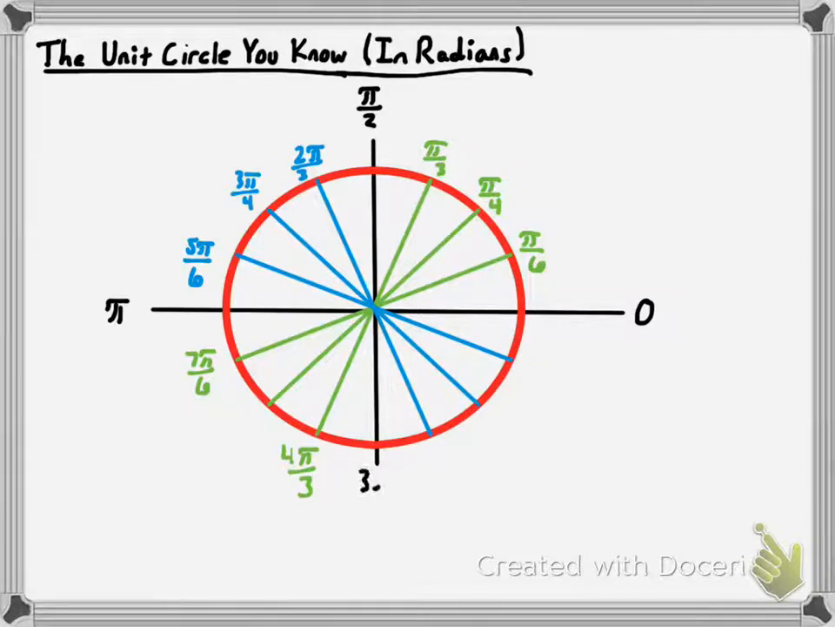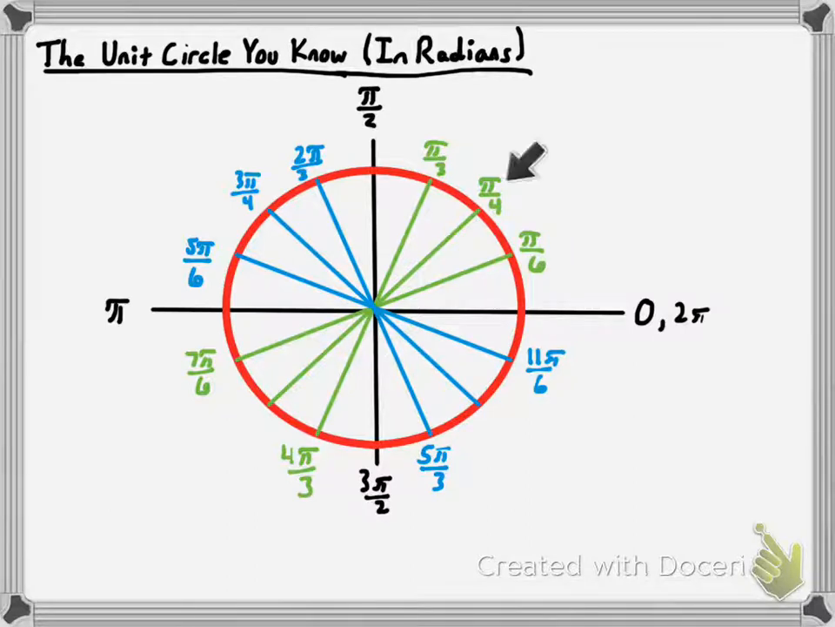9 pi over 6, which simplifies to 3 pi over 2, 10 pi over 6, which is 5 pi over 3 in simplest form, and then 11 pi over 6. And may as well, while we're talking about it, throw in 12 pi over 6, which is really just 2 pi. All right, and then we need to talk about the multiples of pi over 4.